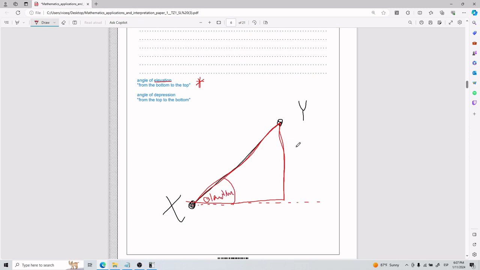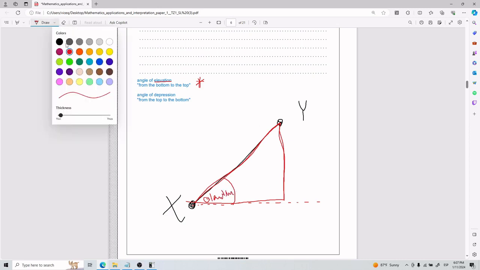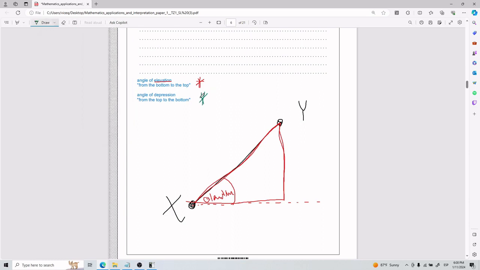Angle of elevation. What happens with the angle of depression? Depression, we're going to do it in green. The angle of depression is similar, just the other side of the coin. Since it's from the top to the bottom, when you're depressed, you look at the floor a lot.